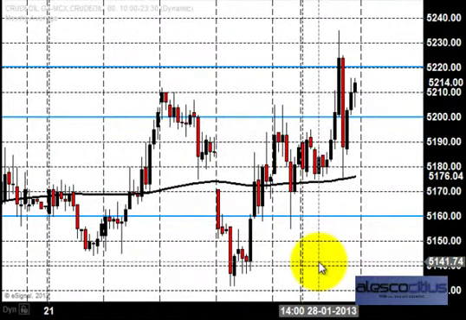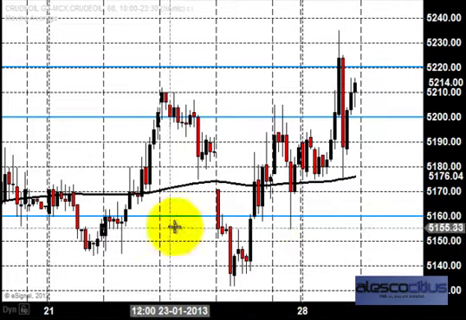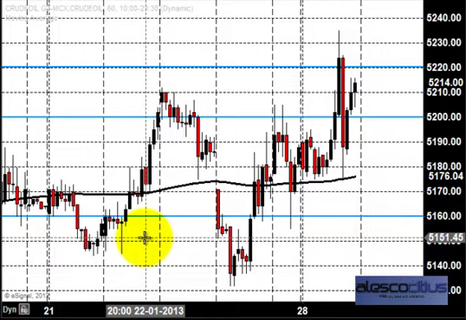Good morning. In this presentation, we are going to see how we can trade in MCX crude oil today. Before looking into that, let us see what happened yesterday.